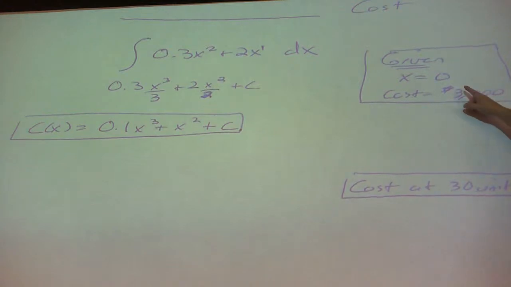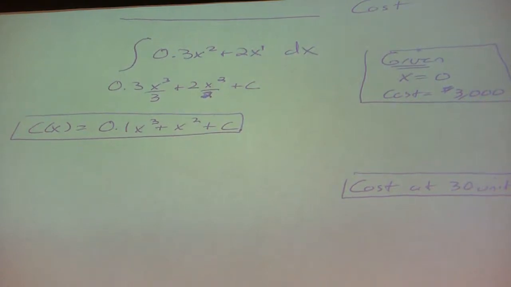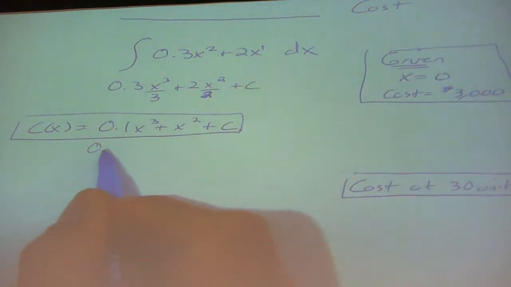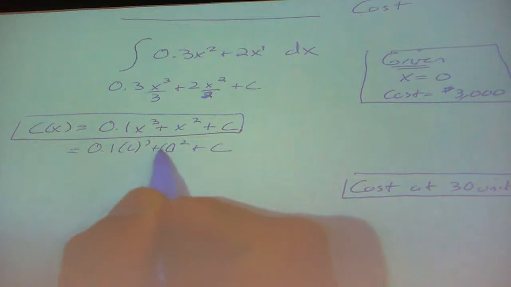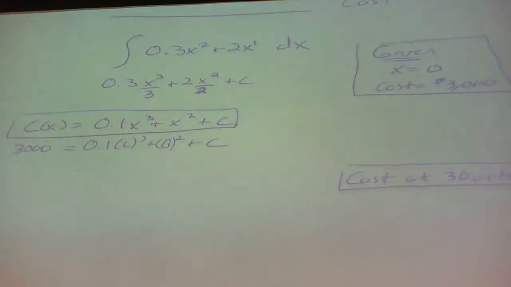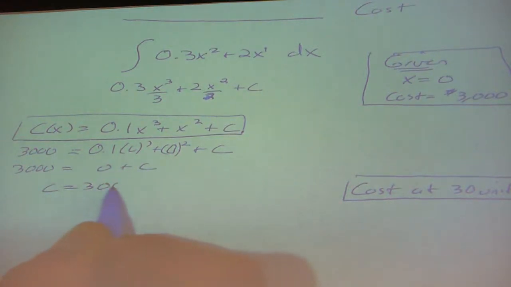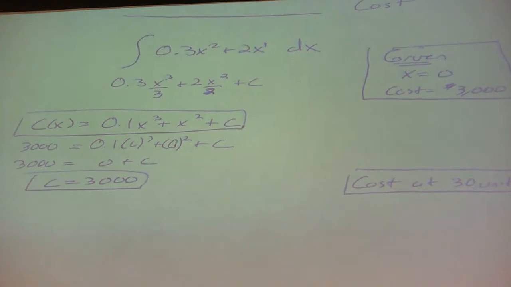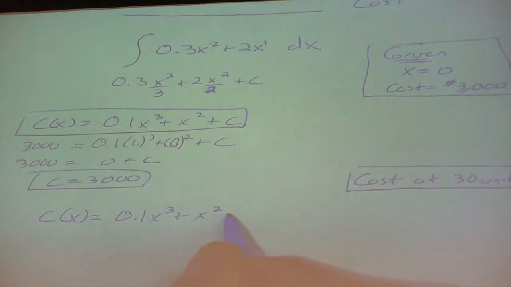So the clue they give us is when x is 0, the cost was 3,000. So what's x? 0. And what's the cost? 3,000. So this would be 3,000 equals 0 plus c. Therefore, c equals 3,000. So with that given, I can figure out what c is. So my cost function is going to be 0.1 x cubed plus x squared, not plus c, but plus what? 3,000.